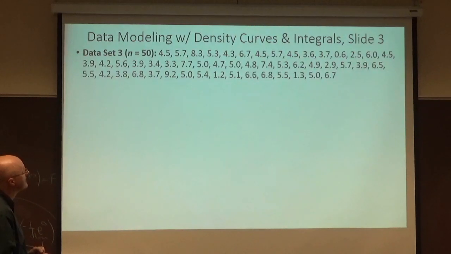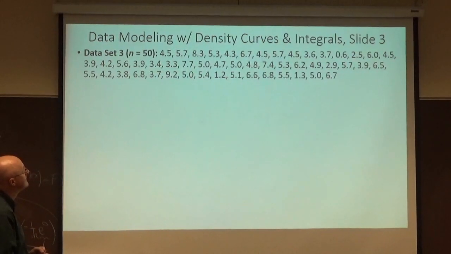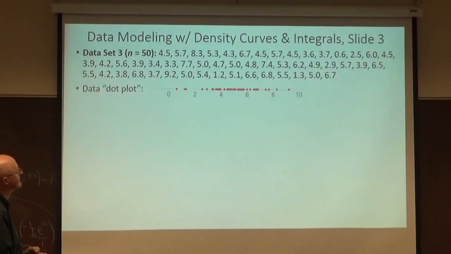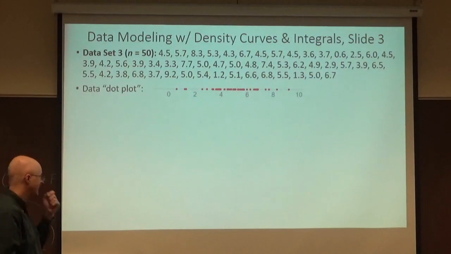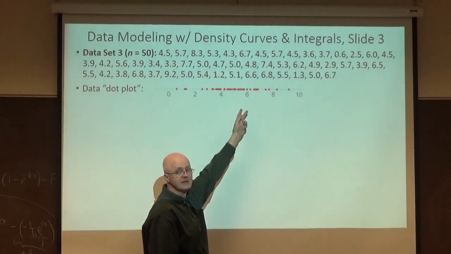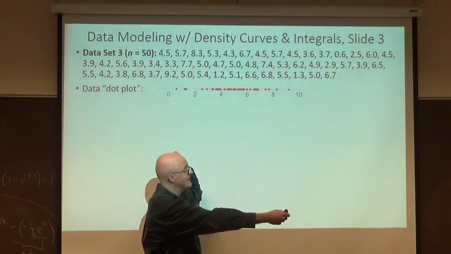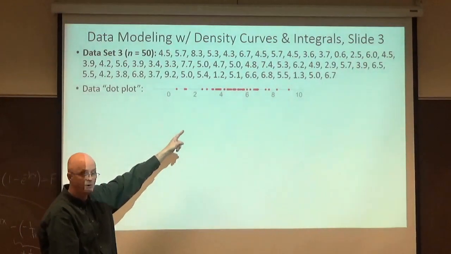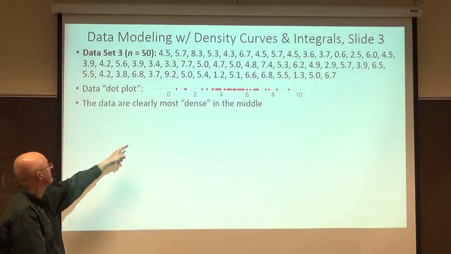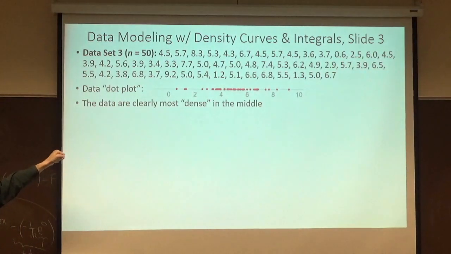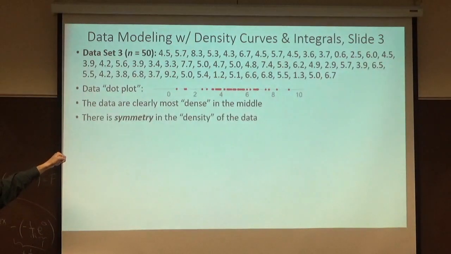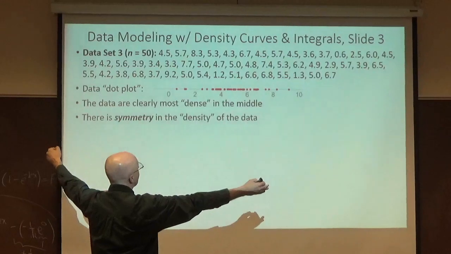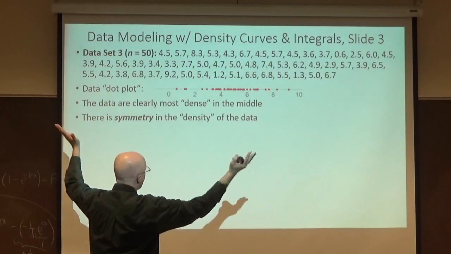Another data set with 50 points. Don't want to look at all those numbers to see patterns. I want to plot them to see patterns. Look at that. Now our data is most dense in the middle and less dense on either side. Basically symmetric. But now I don't want to use a uniform because it's definitely more dense in the middle. Clearly the data are most dense in the middle, near 5. There is symmetry in the density again because on either side of 5, the density goes off at approximately the same rate.